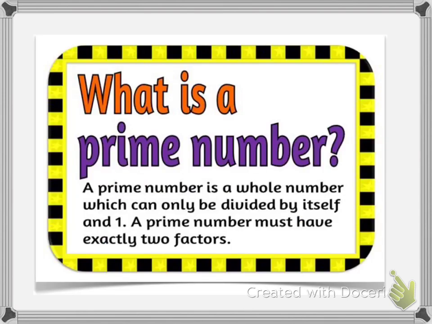We also need to review what a prime number is and a composite number. A prime number is a whole number which can only be divided by itself and 1. A prime number must have exactly 2 factors, and it only has 2 factors. So think about 13. What can we multiply? What 2 factors can we multiply to get a product of 13? The only one that we could do would be 13 times 1. 13 and 1 are both factors of 13, and there's nothing else. So 13 would be considered a prime number because it only has 2 factors.